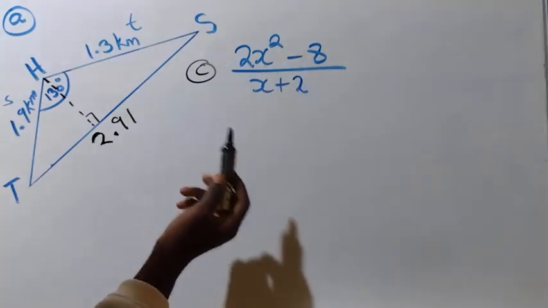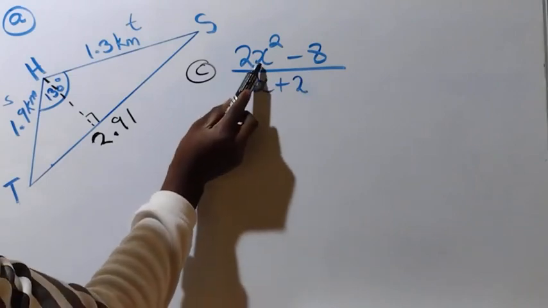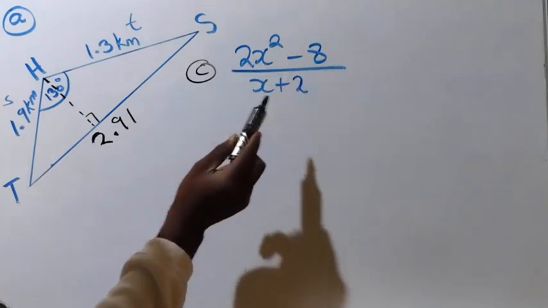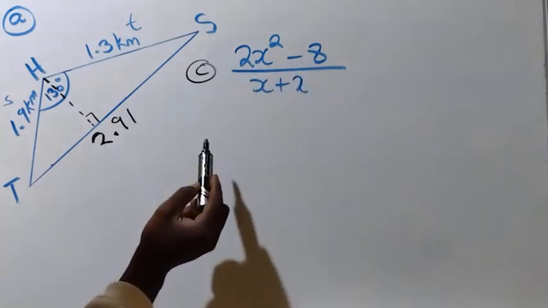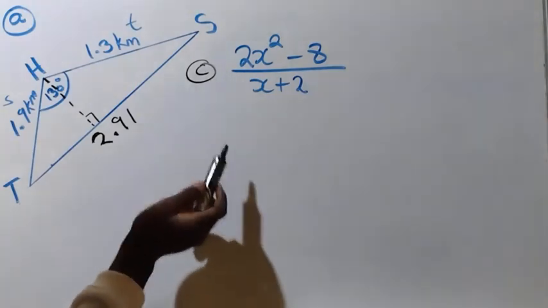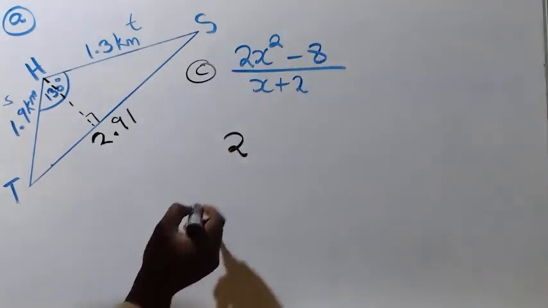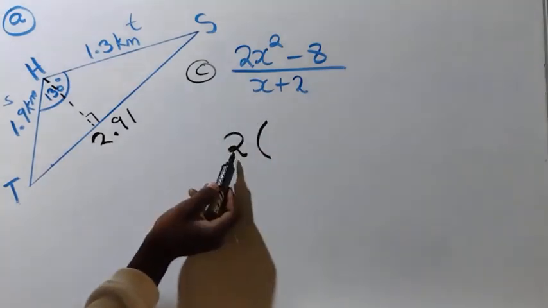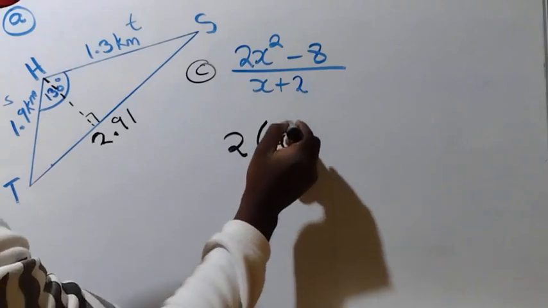So what is the highest common factor? In terms of the numbers, you have 2 and 8. Then you only have x here, there is no x that side. So deal with the numbers, factorize the numbers. What is the highest common factor of 2 and 8? It's a 2. So we are going to factor out 2. Then you open bracket. These 2 into these 2 will cancel, it will only remain with x squared.